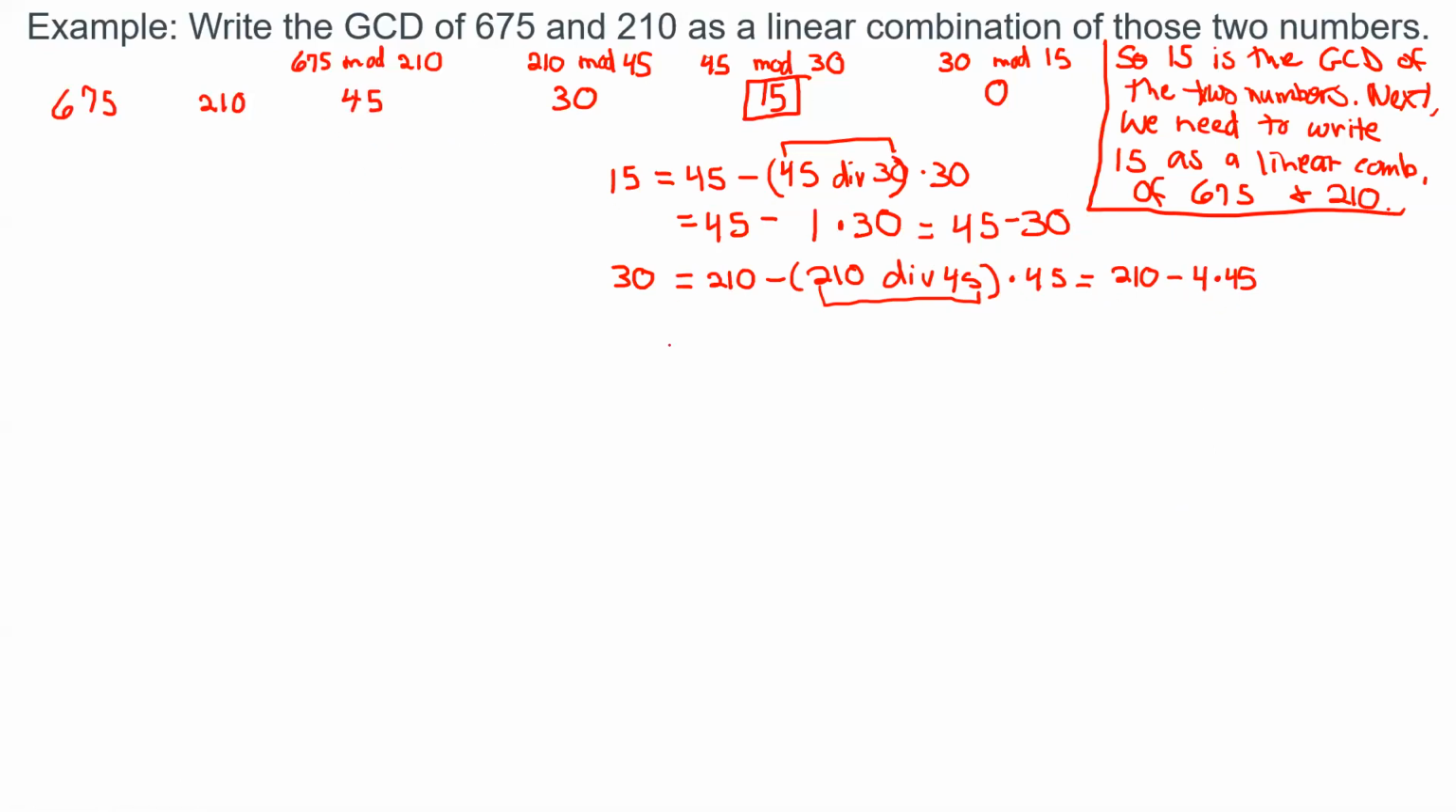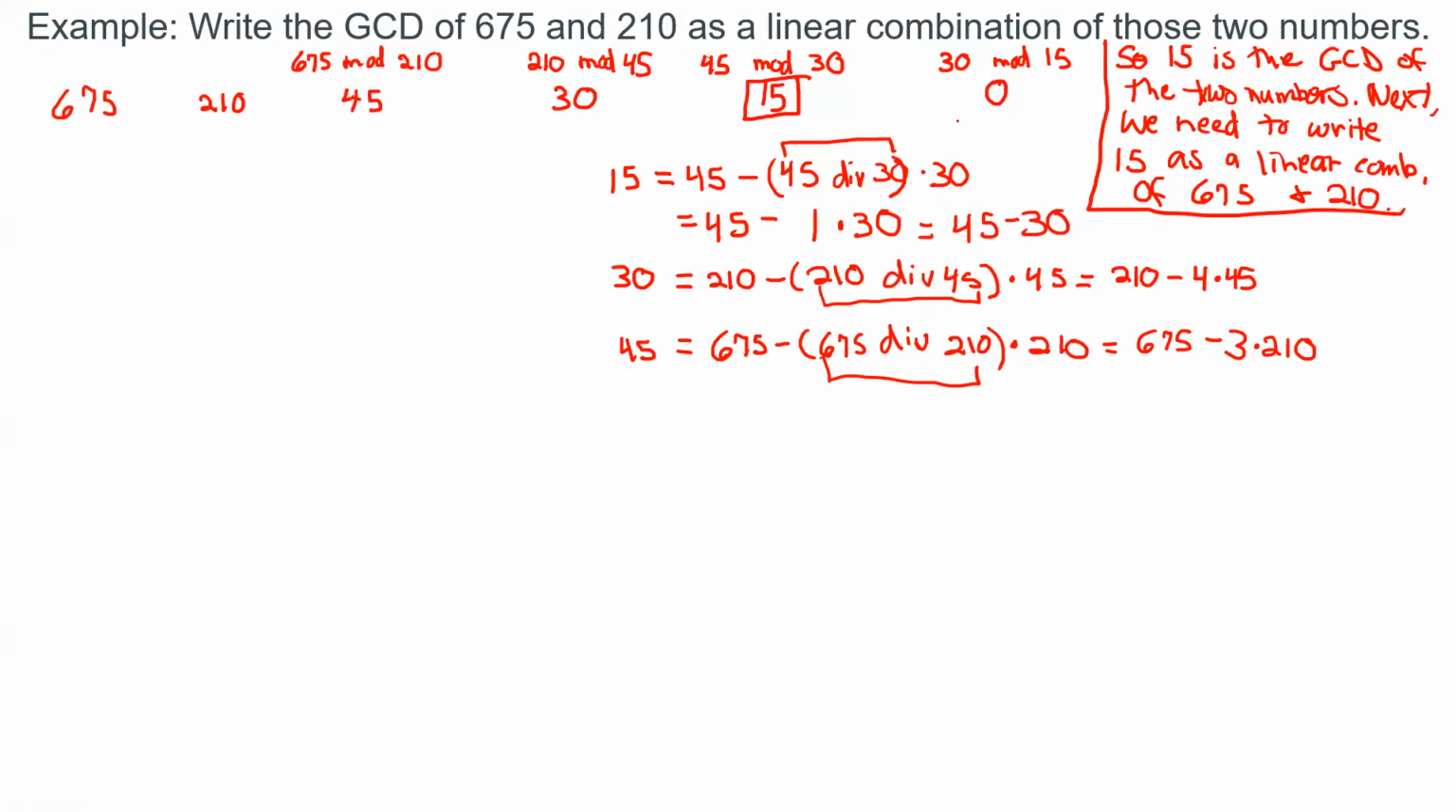And we have one more equation that we can look at, the 45. 45 equals 675 minus 675 div 210 times 210. And let's find that. That's going to be 3. So it's 675 minus 3 times 210.